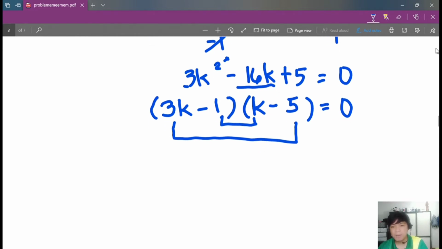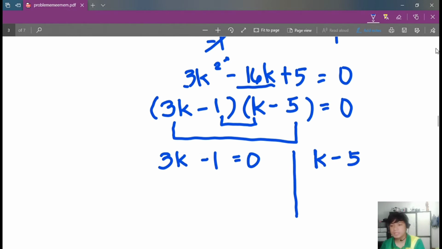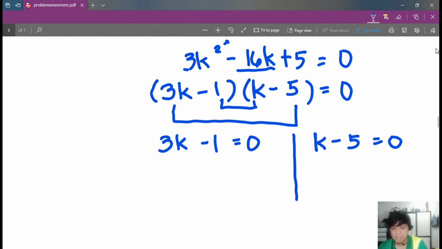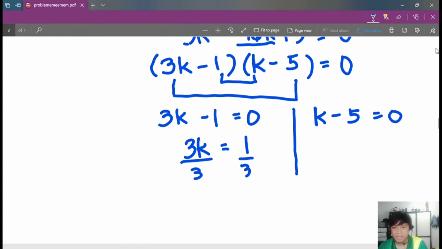Now, since we have two values of k, we will equate each factor to 0. The first equation is 3k minus 1 is equal to 0. The other one is k minus 5 is equal to 0. First one: we move the 1 over to get k. So 3k is equal to 1. Divide both sides by 3. We can cancel this, so k is equal to 1/3.